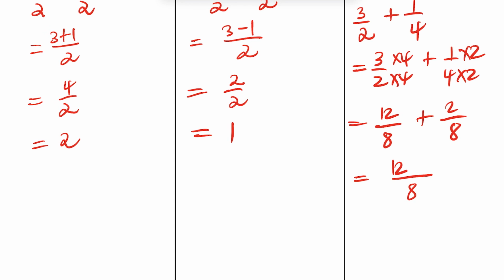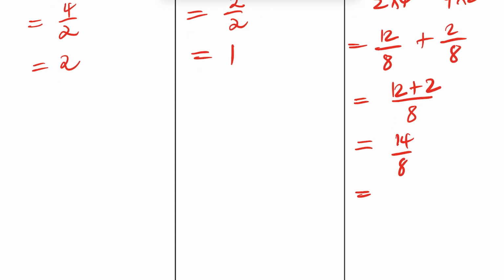I'll say 12 plus 2. That's what I've done there. So it's going to be 14 divided by 8, and we check the common number between the two. The common number there is 2. How many 2's in 14? There are 7. How many 2's are there in 8? There are 4. So the answer is going to be 7 over 4.